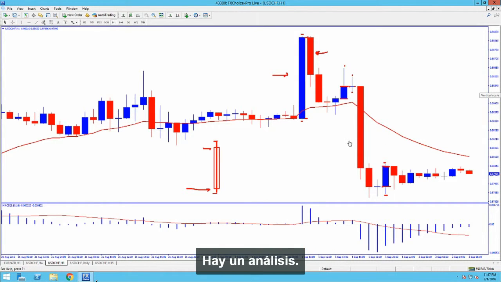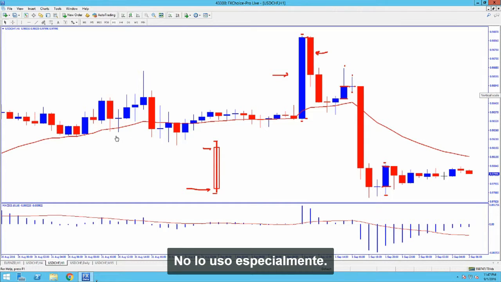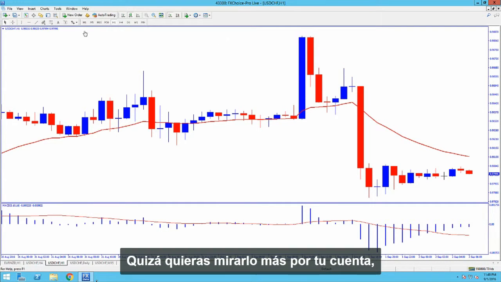There is an analysis, Japanese candlesticks, where each one of these may have a meaning. I don't particularly use it. I don't particularly support it. I have a different type of trading. I'm not a candlestick person, nor do I support that type of analysis. So you may want to investigate it further on your own, and that's fine.